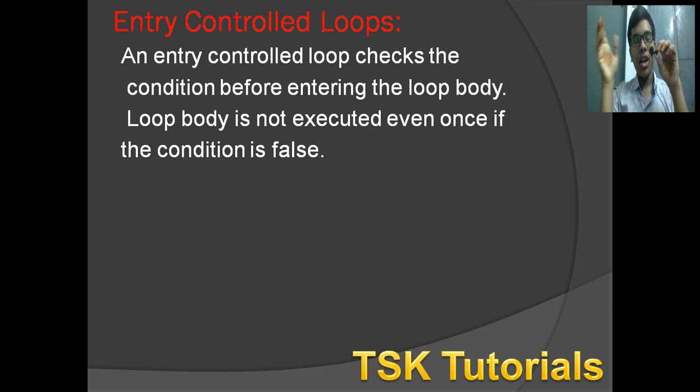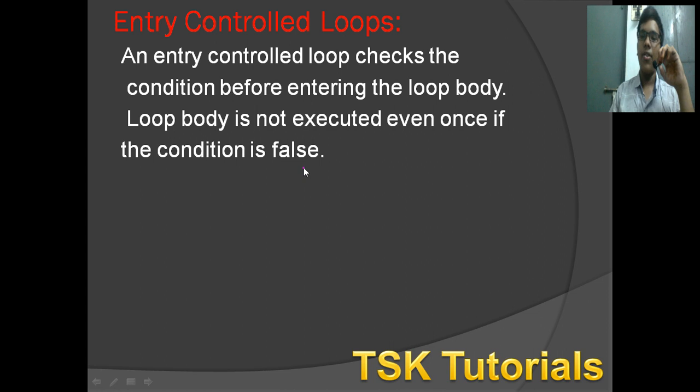What are entry control loops? They are loops in which the control is given at the entry. You need not remember this definition; you can write it on your own wherever necessary. An entry control loop checks the condition before entering the loop body. Before repeating the loop, first it will check whether the condition allows the looping or not, and whether our loop will stop or not. All these are checked at the entry, and only then does it get into the loop and execute it.